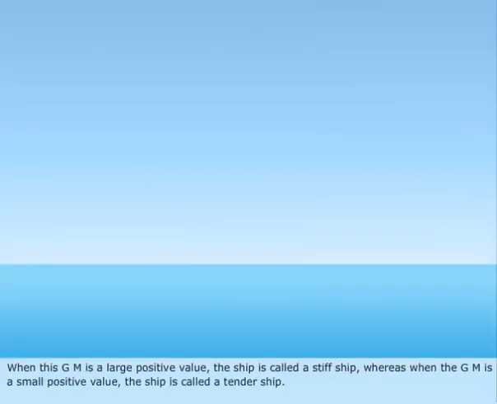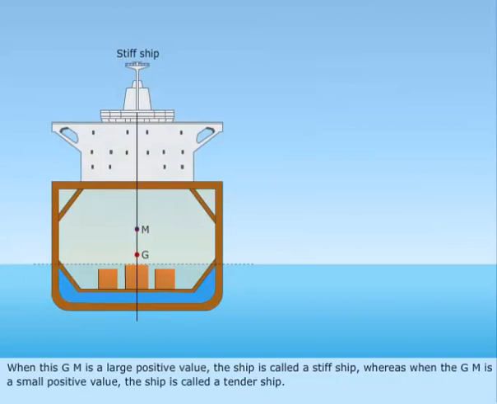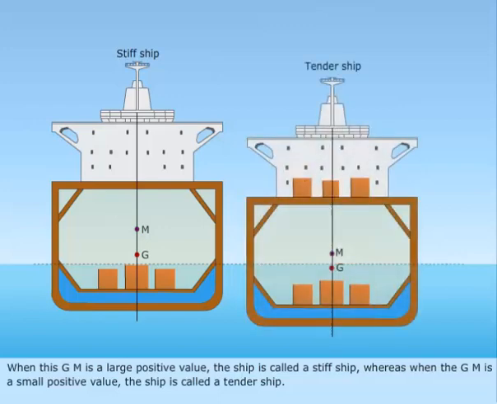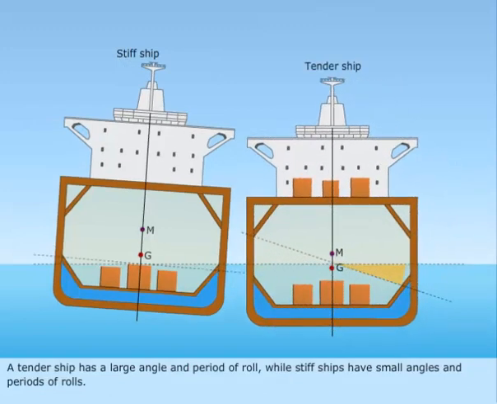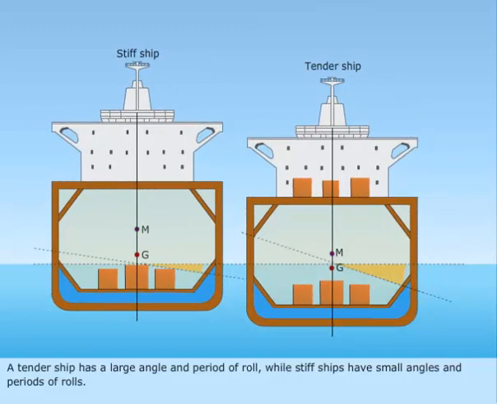When this GM is a large positive value, the ship is called a stiff ship, whereas when the GM is a small positive value, the ship is called a tender ship. A tender ship has a large angle and period of roll, while stiff ships have small angles and periods of roll.